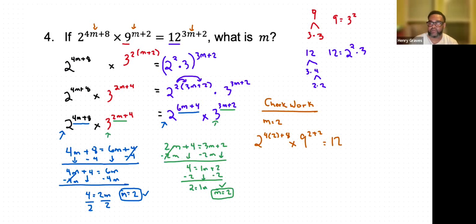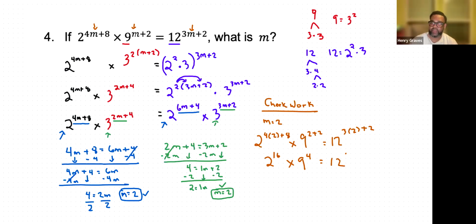3 times 2 plus 2. I do my math across. 4 times 2 is 8, and 8 plus 8 is 16. So I'm going to have 2 raised up to the 16th power. And of course, we know 2 plus 2 is 4. 3 times 2 is 6, and 6 plus 2 is going to be 8. So I have 12 to the 8th power.